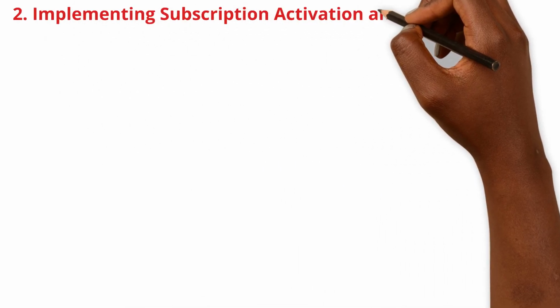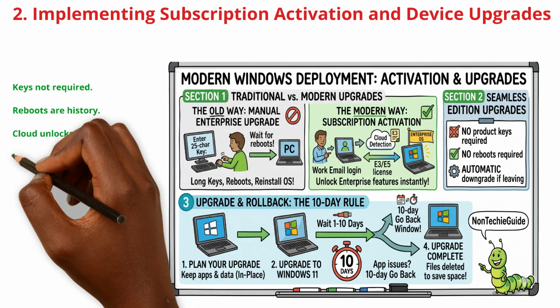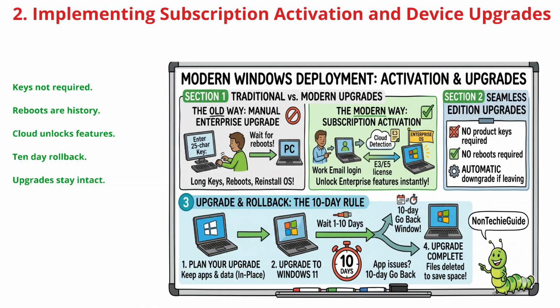In the past, moving from Windows Pro to Enterprise was a headache. It meant long product keys, multiple reboots, and sometimes even a total OS reinstall. Today, we have subscription activation, and it is practically invisible. When a user with an E3 or E5 license signs into their Windows 11 Pro device with a work email, the cloud instantly detects that license and unlocks enterprise features on the fly. There are no keys to type, no reboots required, and the best part? It's automatic. If the user leaves the company, the device simply reverts to Pro.